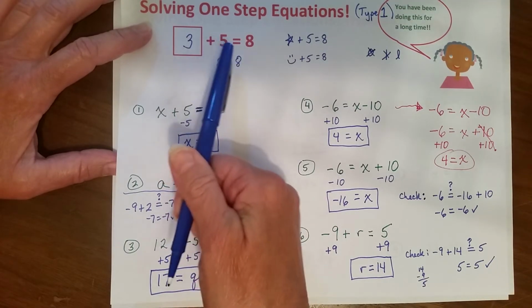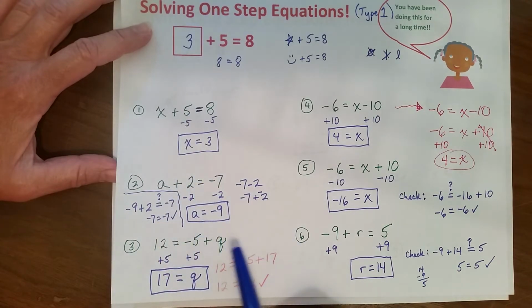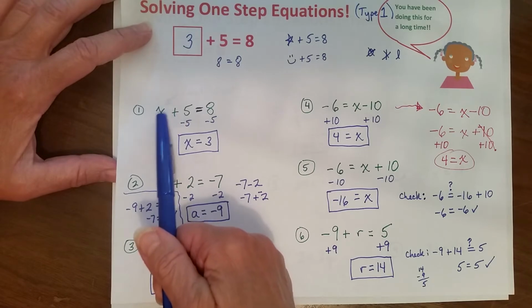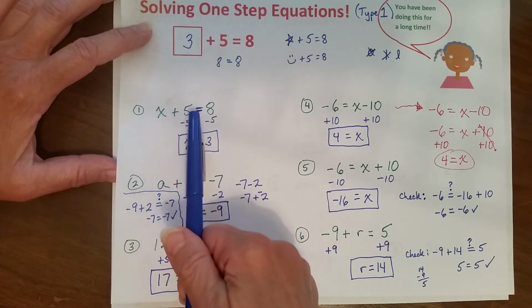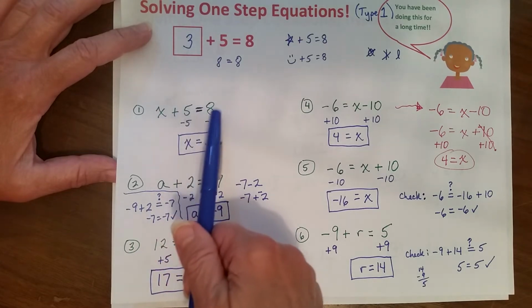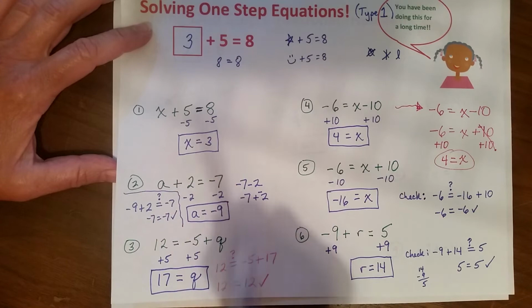Here we had the variable being added or subtracted with something. It wasn't being multiplied. The variable did not have a coefficient. So here, the variable was joined with a number by either a plus or a minus. So we solved this one differently.